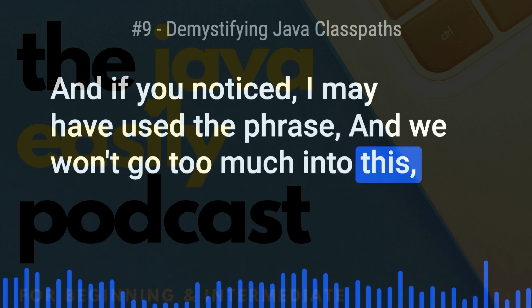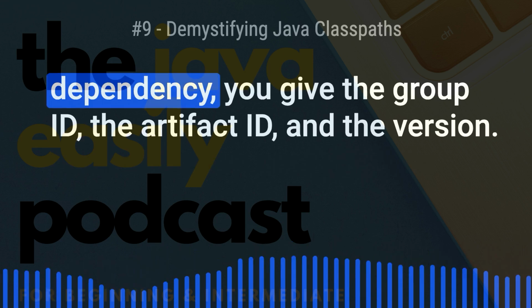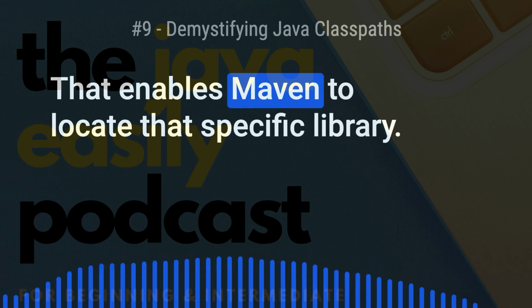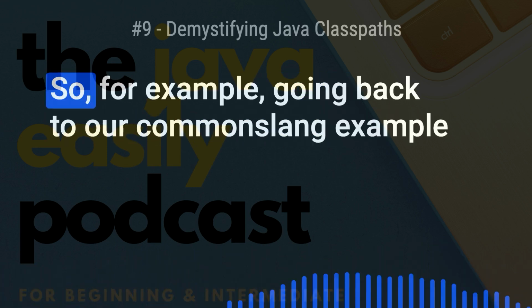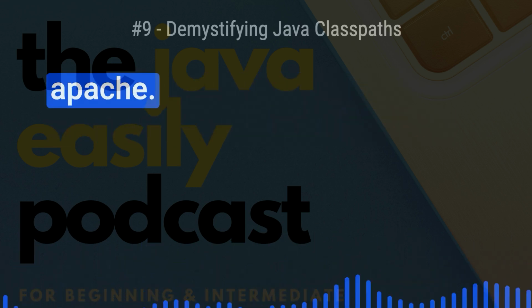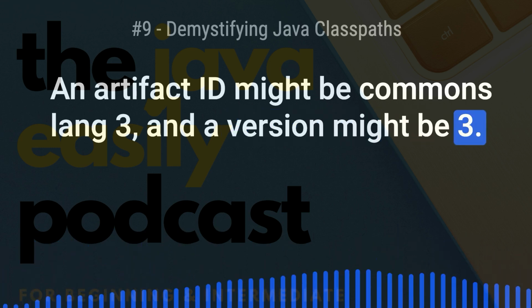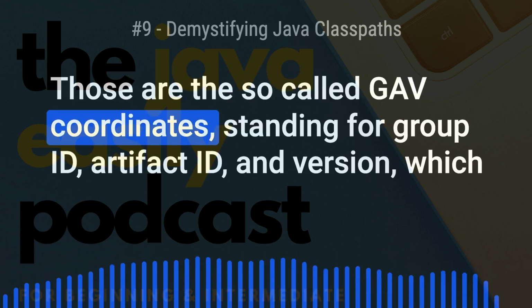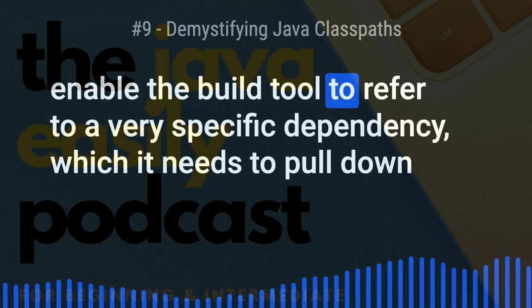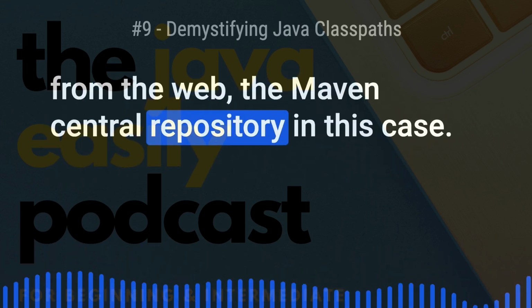We won't go too much into this, but basically when you look inside a Maven build file, when you declare a dependency, you give the group ID, the artifact ID, and the version. That enables Maven to locate that specific library. So for example, going back to a commons-lang example earlier on, the dependency might say group ID of org.apache.commons, an artifact ID of commons-lang3, and a version of 3.12.0. Those are the so-called GAV coordinates, standing for group ID, artifact ID, and version, which enable the build tool to refer to a very specific dependency which it needs to pull down from the web, the Maven Central repository in this case.